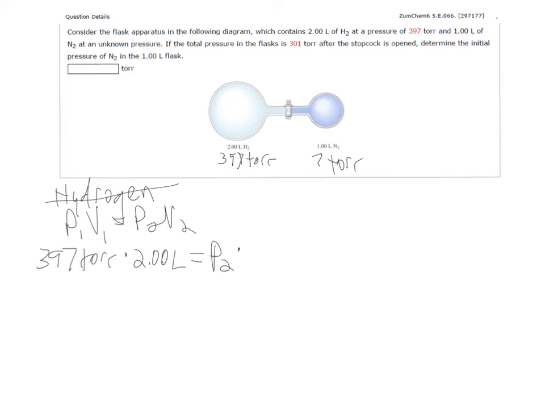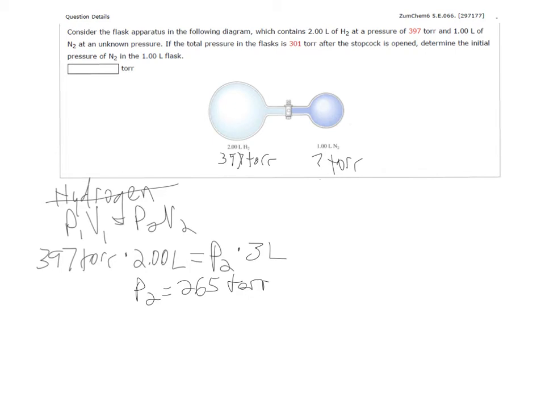And we can presume that volumes can be added together. So if on one side of the system there's a volume of 2 liters, and on the other side it's 1 liter, if we add those together, we arrive at 3 liters. So 397 torr times 2 liters equals some new pressure times 3 liters. Well, the new pressure works out to be 265 torr.